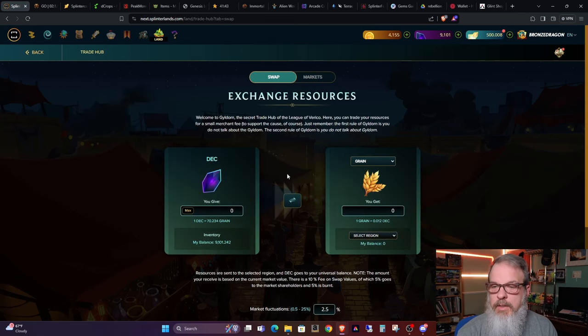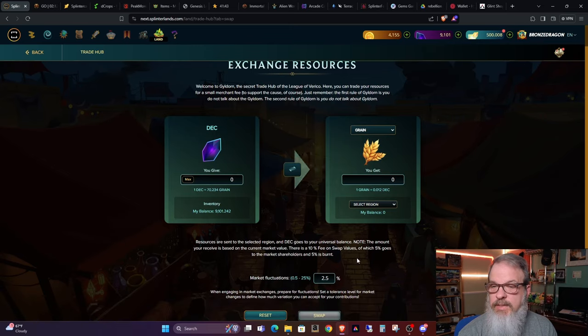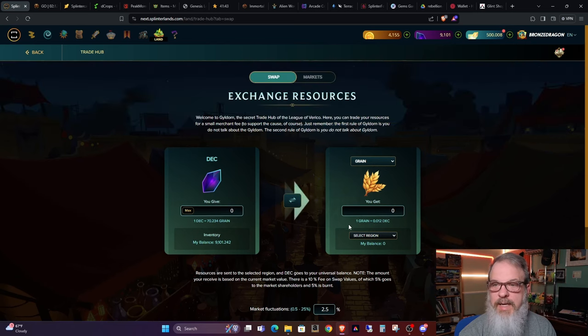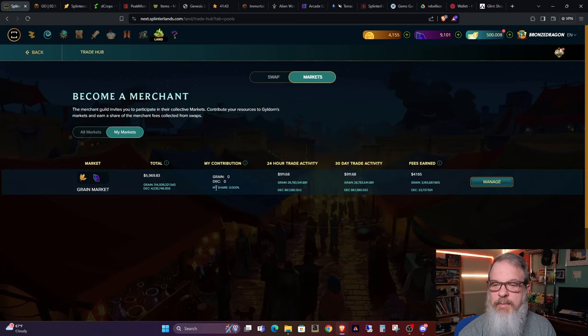Now, why would you want to put liquidity in? Well, come back and check this out on the exchange resources. There is a 10% fee on all swaps. 5% of that gets burnt, and 5% goes to the market shareholders who provide the liquidity. So once again, you come back here and you'll see under my contribution, which we're going to do in a minute because I'm going to put some in to give you an example, a percentage of the fees that you will receive because you provided liquidity.